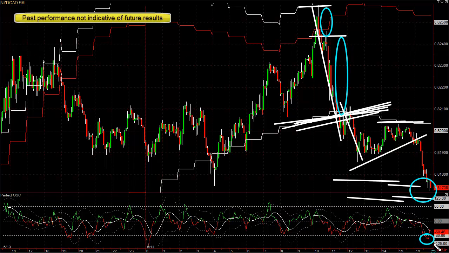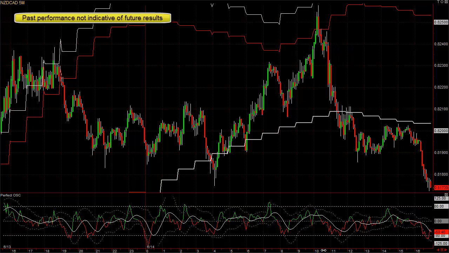Our perfect oscillator is showing an extreme, so it's likely in the future to kind of bounce up maybe to 80 to 2. We'll see. Oh, that's where the market closed. I forgot, it's Friday, so that's where it closed. You didn't get a bounce.